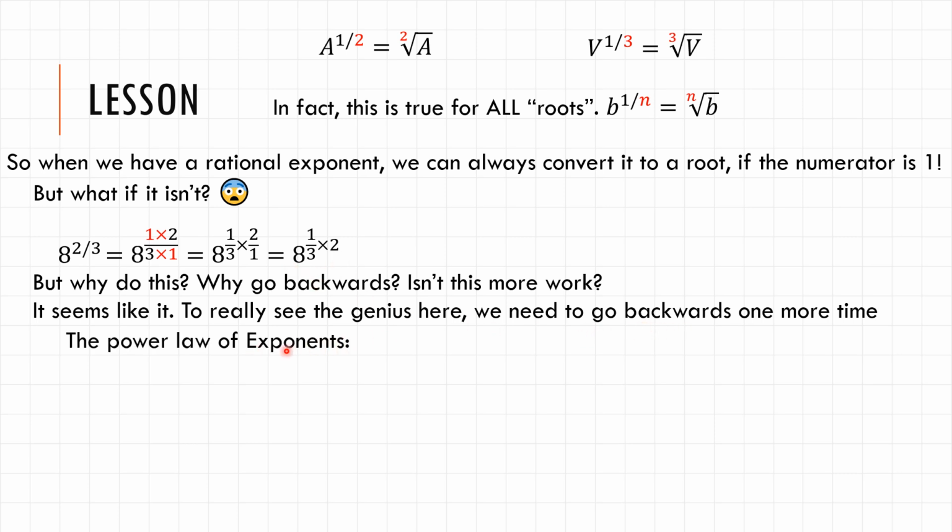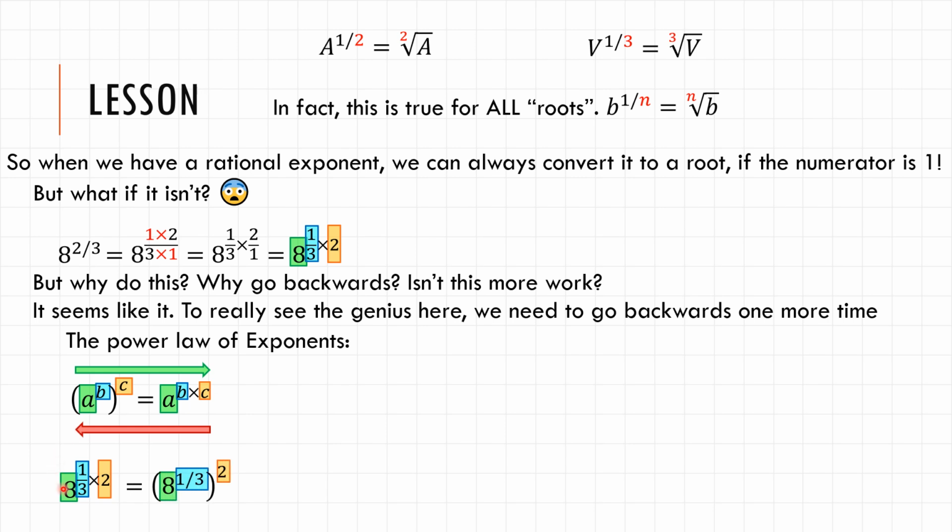And we're going to undo the power law here. The power law of exponents says that if you have a power of a power, you could just take those two exponents and multiply them together, right? Well, I have something that looks like this right now. And instead of having a power of a power and multiplying the two exponents, I already have two exponents being multiplied. So I'm going to go back and turn this into 8 to the power of 1/3, and then all of that to the power of 2. This is now a power of a power.